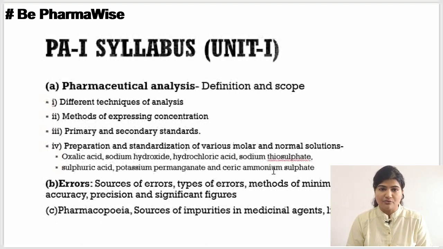The second most important point from unit 1 is errors. Now I already have a separate video about errors. I'll link it here. So here you will study sources, types of errors, methods of minimizing errors, accuracy and precision, etc. And then the third point is pharmacopoeia, source of impurities in medicinal agents and limit test. Again, limit test is very important here. Okay, so this is the syllabus of unit 1.